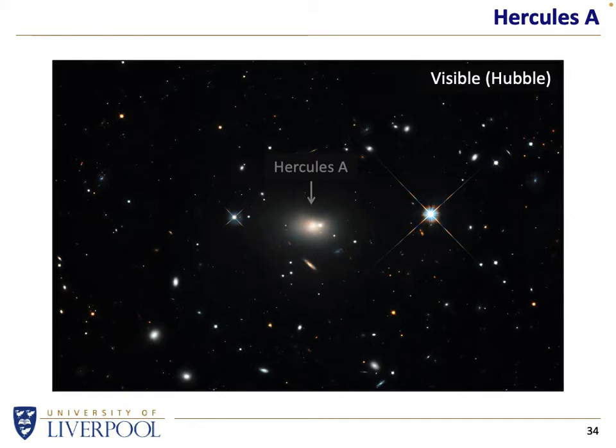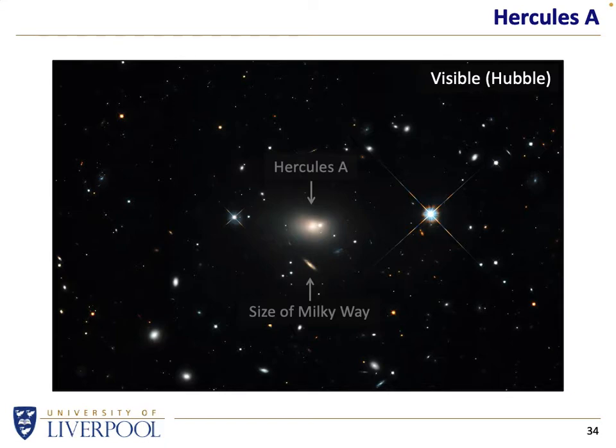Just as a point of scale, there's another spiral galaxy that just happens to be in the neighborhood, as it were. It probably isn't particularly close, but it suits us for a scale. That little spiral galaxy there is probably about the size of the Milky Way. So Hercules A is a big galaxy in the first place, and that gives you a scale by comparison with the Milky Way.